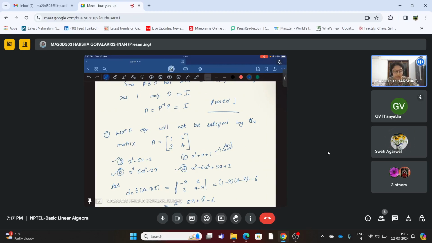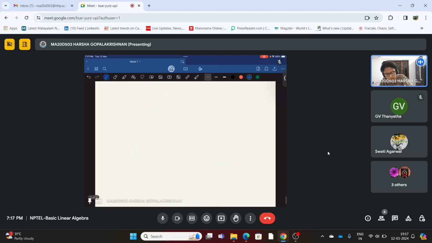One thing you can verify is that A square plus A plus I is not equal to 0. Maybe you can verify that A square plus A plus I is non-zero. Or simply you can see this actually does not contain any of the characteristic roots, the eigenvalues.